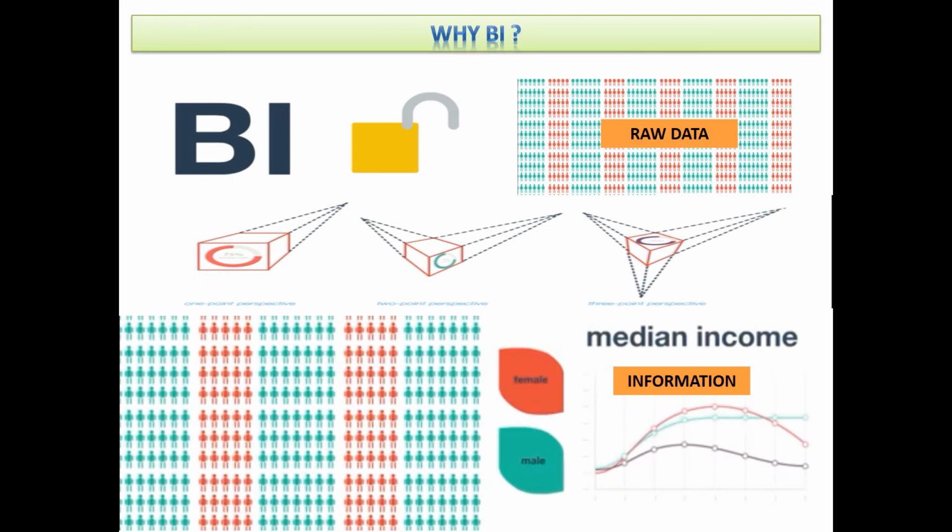Here is where BI comes into the picture. You have the raw data. Data can be in any format, as we have already discussed. This raw data can be looked at from various perspectives: one-way, two-way, three-way. Based on this raw data, we have to decide what exactly we want to see. The raw data will be converted into informative data. So BI helps to convert your raw data into informative data.